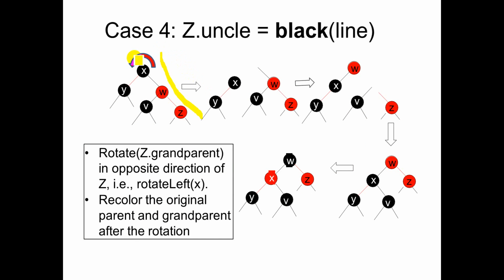I am showing for only one. If you can read here first, rotate the grandparent of Z. Grandparent of Z means X, in the opposite direction of Z. Since Z is the right child, the opposite direction means rotate left. So we are rotating X to the left.